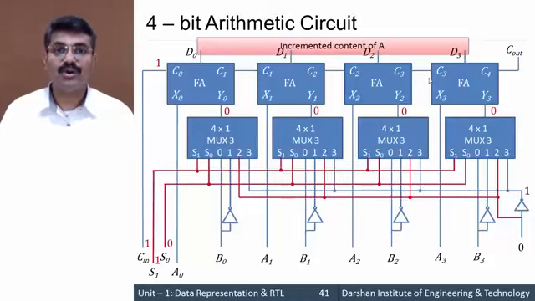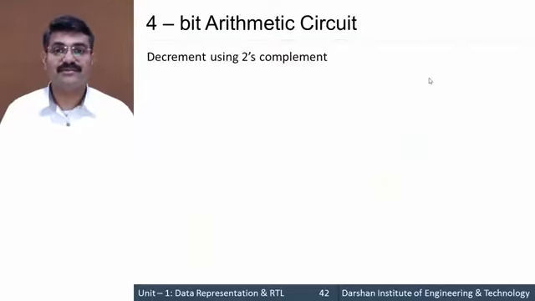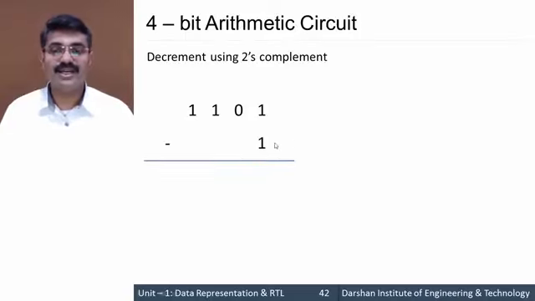Let's discuss one more operation, but before discussing that operation, we need to discuss something, that is decrement operation. Decrement using 2's complement. Let us take an example. The number is 1101 and we want to decrement it by 1. By basic binary rules, we know that it would be 1100, so 1 minus 1 is 0, and the rest bits are 110, so 1100. So this is our normal arithmetic operation.